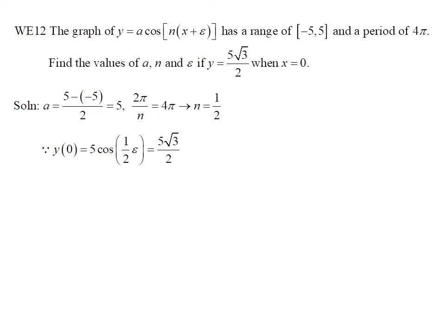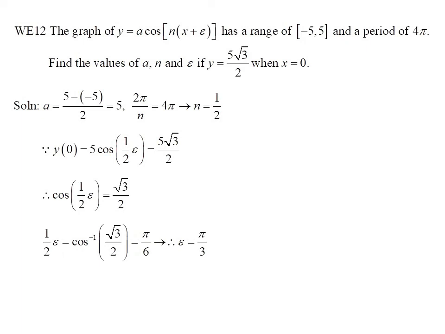Since the function equals 5 square root 3 over 2 when x equals 0, we have the equation 5 times cosine epsilon over 2 equals 5 square root 3 over 2. Hence, cosine epsilon over 2 equals square root 3 over 2. Hence, we calculate the value of epsilon by using the arc cosine of square root 3 over 2, which is pi over 6. So epsilon equals pi over 3. In summary, a equals 5, n equals 1 over 2, and epsilon equals pi over 3.